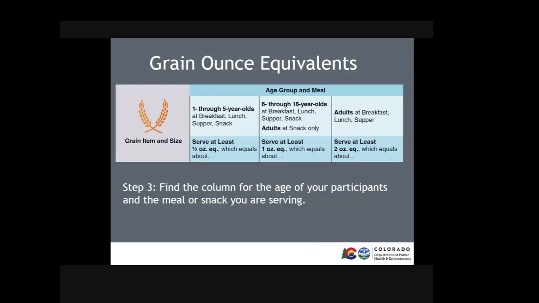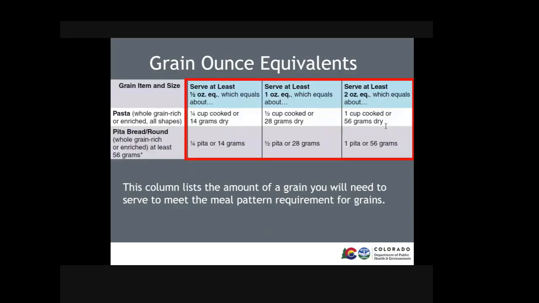The third and last step is finding the column for the age of your participants and the meal or snack you are serving. These three columns list the amount of a grain you will need to serve to meet the meal pattern requirement for grains for different age groups.